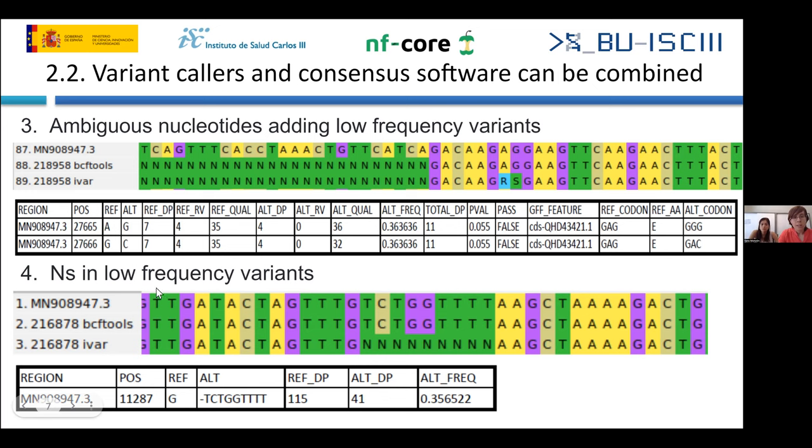And another issue is just another example of the previous one. This is also a deletion in low frequency variants. And we see that IVAR is including Ns, masking the sequence, which could make problems when you upload to GISAID, for example, instead of including the reference or the deletion. But this is an area well covered with depth of coverage, and IVAR is only including Ns instead of the nucleotides or the deletion.